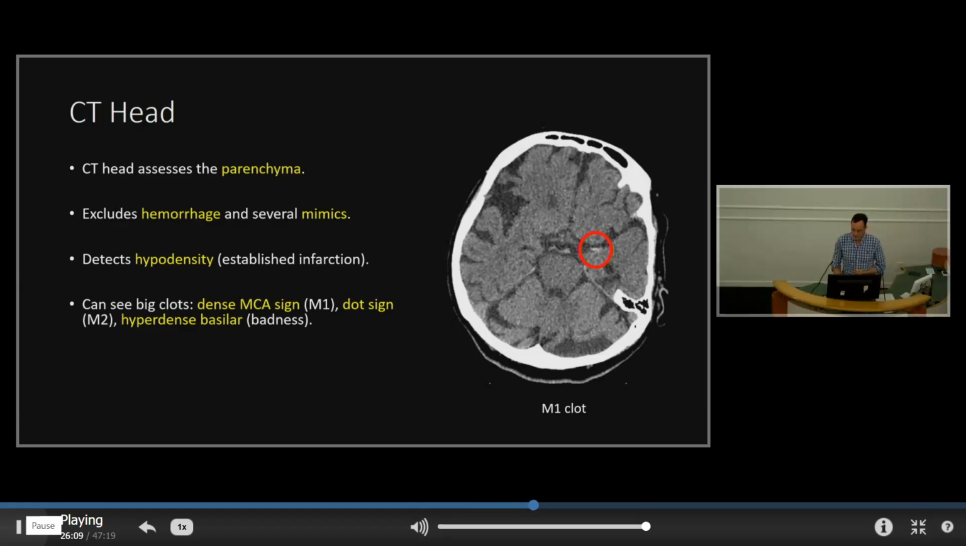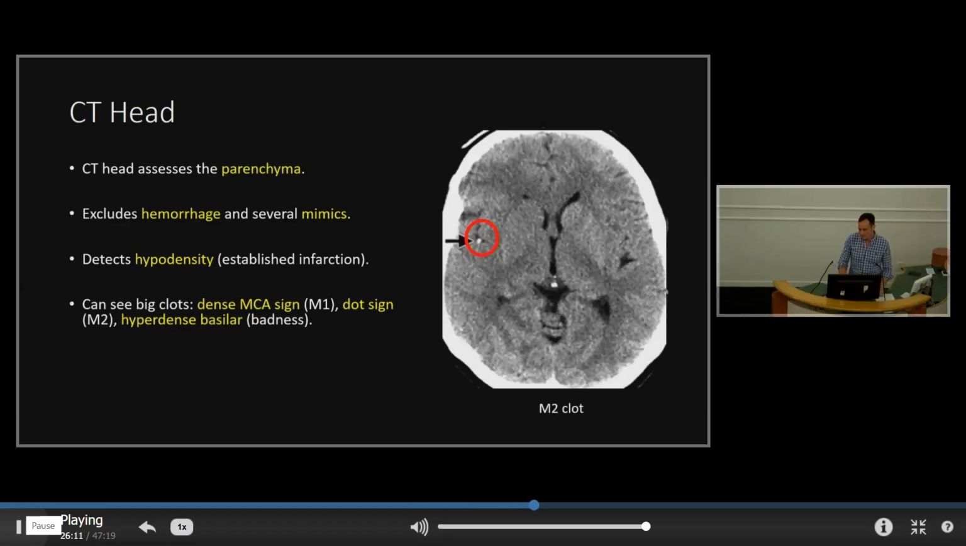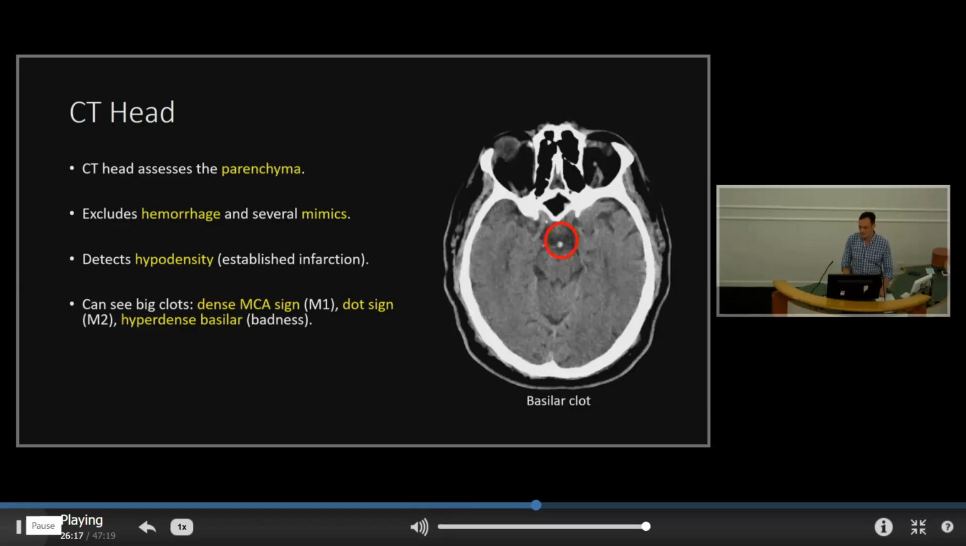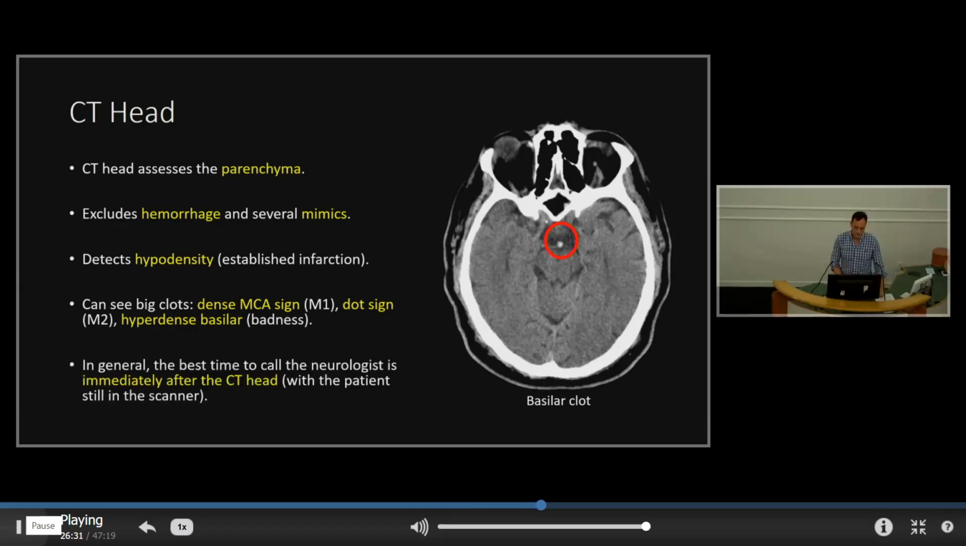So this is the dot sign. That indicates an M2 clot. I mean, if you're looking for it, it's quite clear, isn't it? And that is a hyperdense basilar artery sign. That would be the basilar artery's location. That is very bad, and that person we can thrombolize them. However, they will probably need a clot retrieval procedure to get that out. So your CT head gives you quite a bit of info.